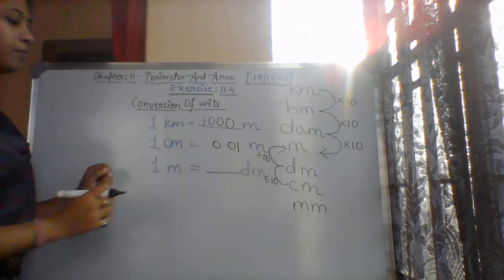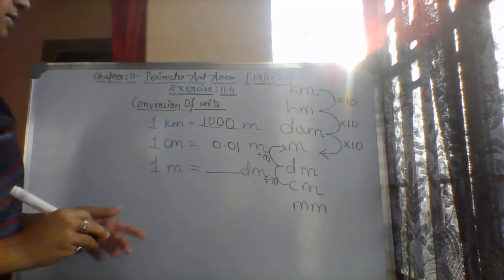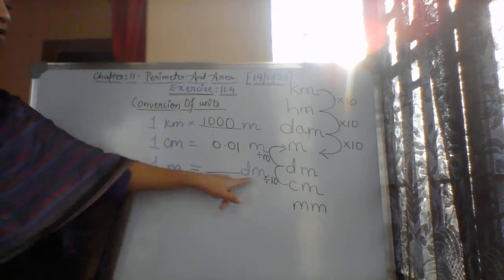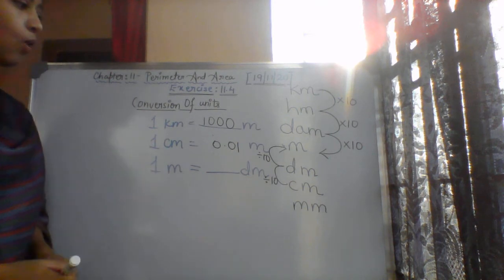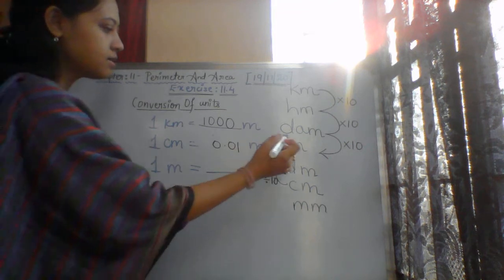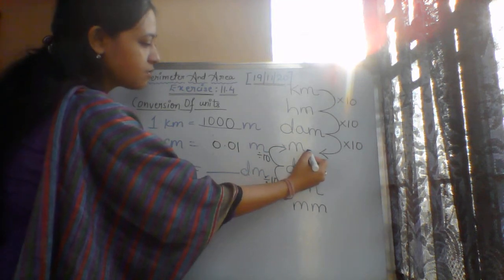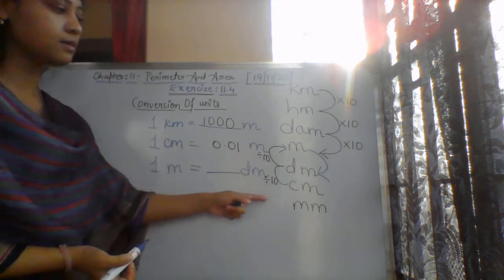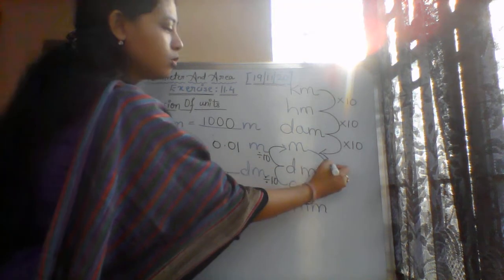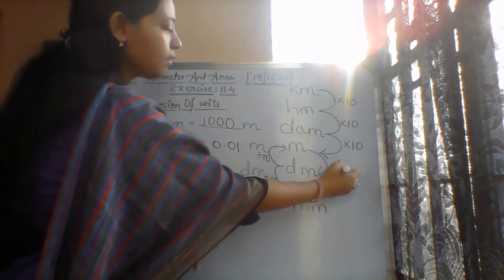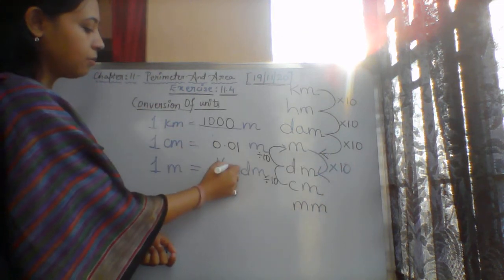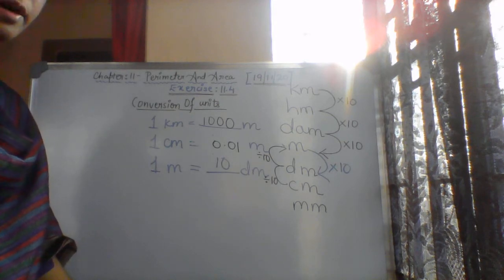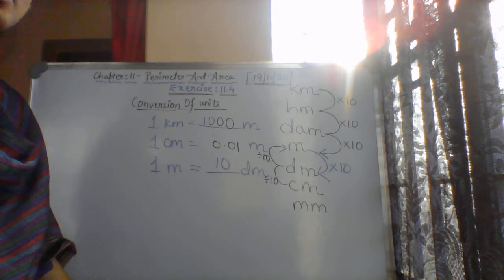0.01 meter. Okay. Now next one, you try to think how you can do 1 meter into decimeter. Meter to decimeter I have to go. Downward, so multiply. One step only. 1 meter equals 10 decimeters. So these things you already know. So let's see what new thing we are going to learn.